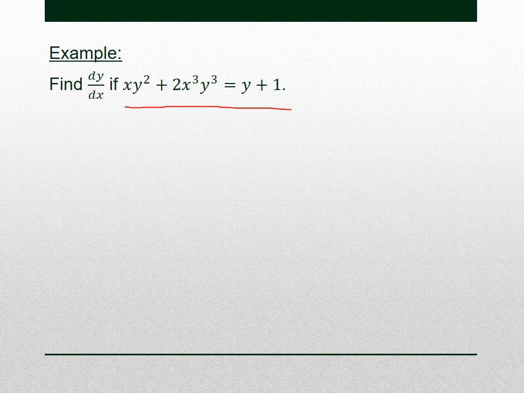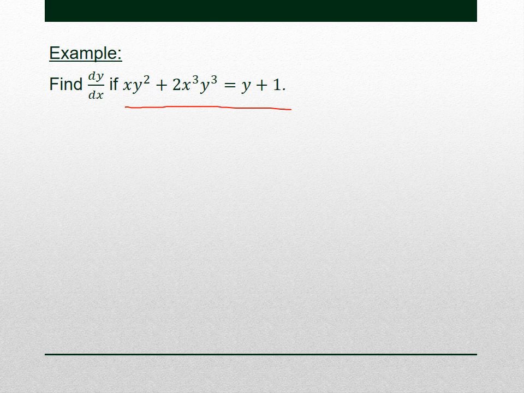There's x's and y's all jumbled together. This is find dy dx, right? So dy dx is just the derivative of y with respect to x. It's like y prime. But to get us used to writing it in a different way, we won't use y prime in this example. Instead, we'll just use dy dx.